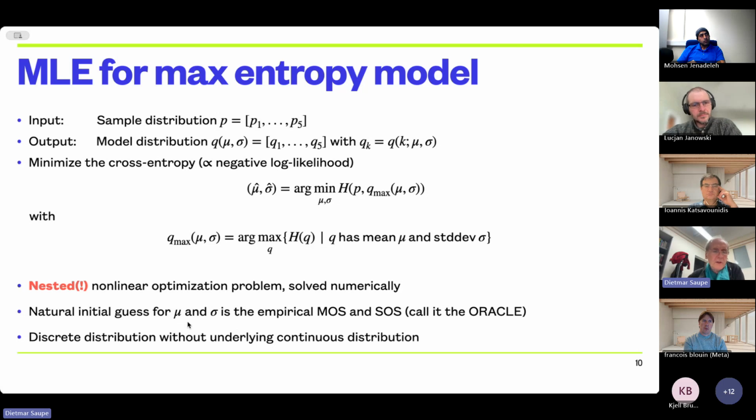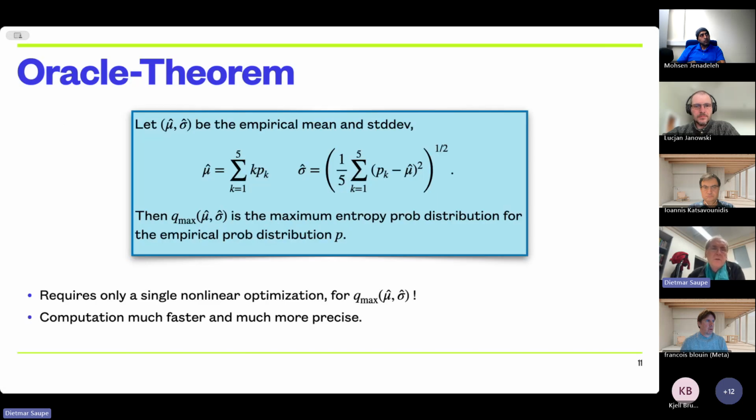All right, one more thing. You have to do the optimization, so you have to provide some initial guesses for this. And then, of course, the natural initial guess for mu and sigma is the empirical MOS and the empirical SOS, the sigma. And let's call this the oracle. So this will give us a distribution with an underlying continuous distribution. And in spite of the problems I just mentioned with the numerical issues, you can program this. It does give some reasonable results. I did that. Now, however, there is a rescue for these problems, namely the following theorem.